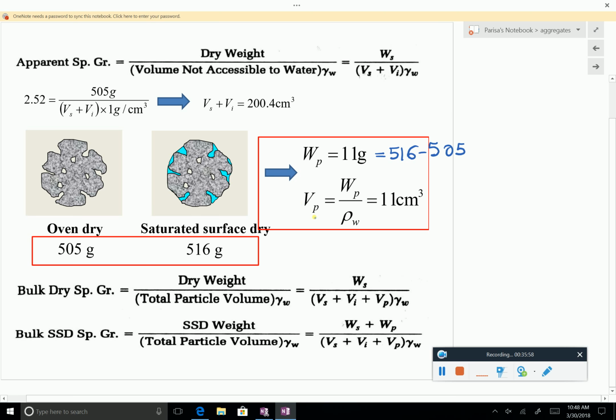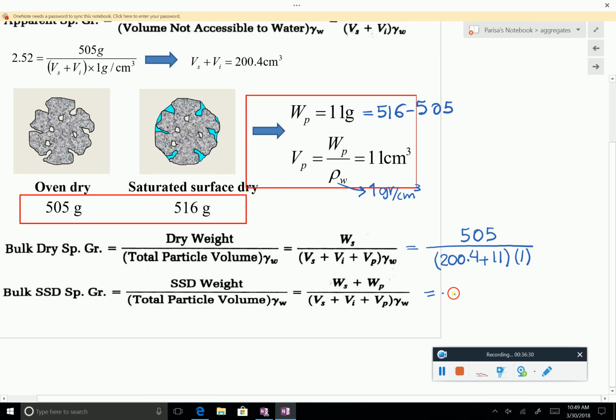And then, of course, to get Vp, you need to use the density of water, and then you have this. And once you have that, then you can just substitute. Here will be 505. Here you have 200.4 plus 11. Don't forget this one here. It's 1, but it's not 1 in all units. So the numbers, just with one digit, 2.4. 2.44.